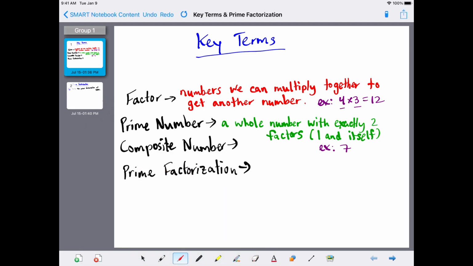Next up we have a composite number. A composite number is all the other whole numbers, so whole numbers with 3 or more factors.